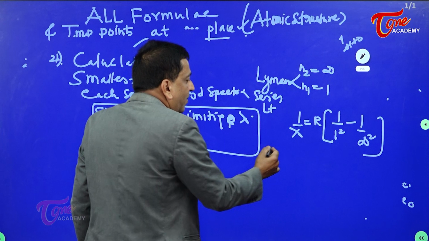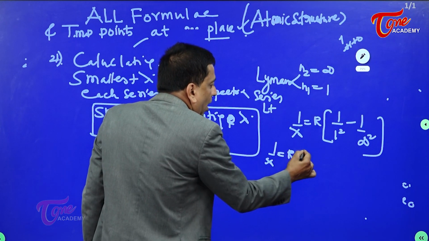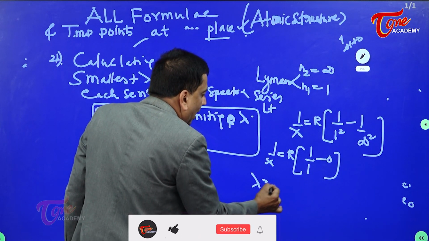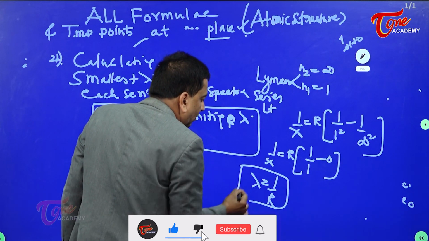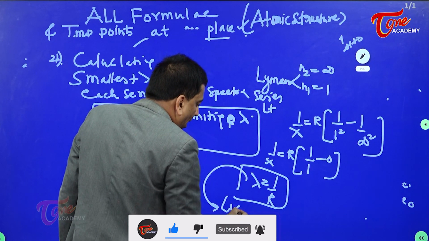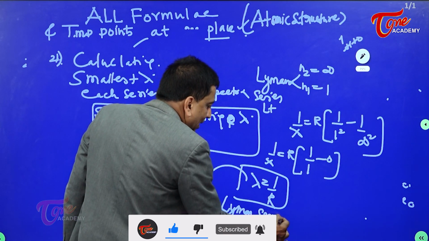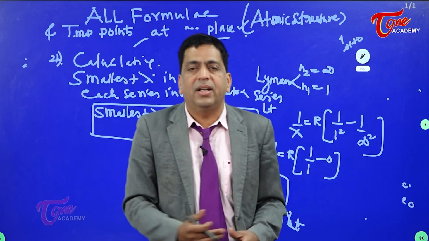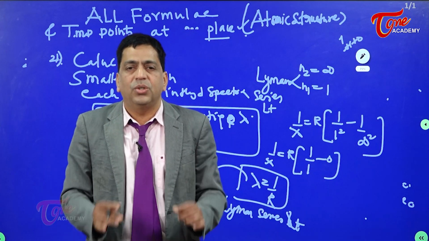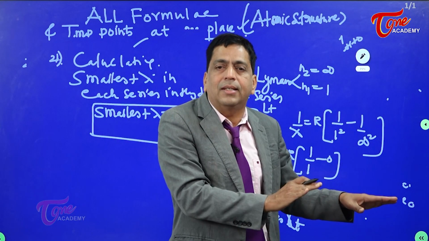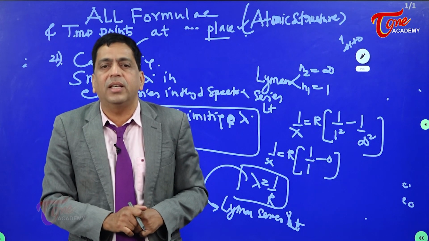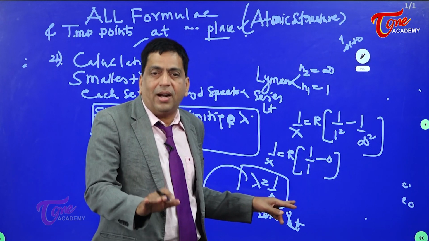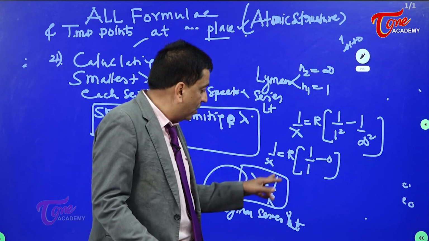Then you get 1 by lambda is equal to R into 1 by 1 minus 0, or I can simply say lambda is 1 by R. This lambda is called the Lyman series limit. So what is a series limit? Series limit is not a bigger lambda. It is the smallest lambda of that particular series, right? In the exam, I have seen people asking questions. Lyman series limit is, in the options he'll give you 1 by R, 2 by R, 3 by R, 4 by R. The answer is 1 by R.